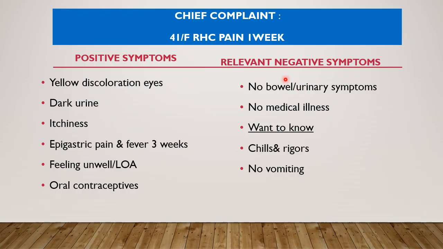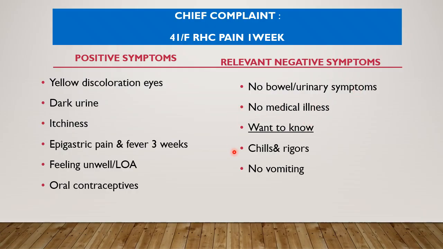So from the history, these are the features that you have got: yellowness of the eyes, dark urine, and itchiness. Epigastric pain for 3 weeks, feeling unwell with loss of appetite, and she is known to have been on contraceptives. And these are the relevant negative symptoms: no urinary or bowel symptoms, no medical illness.